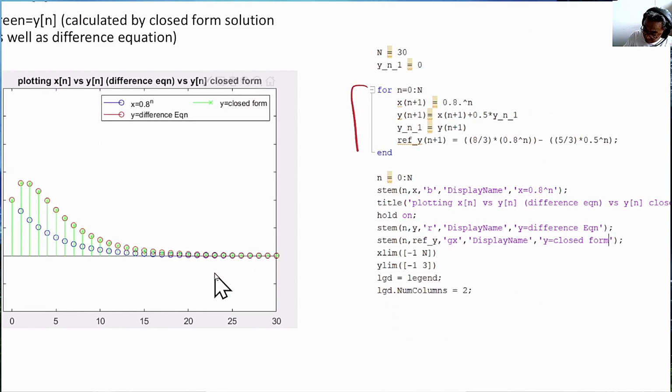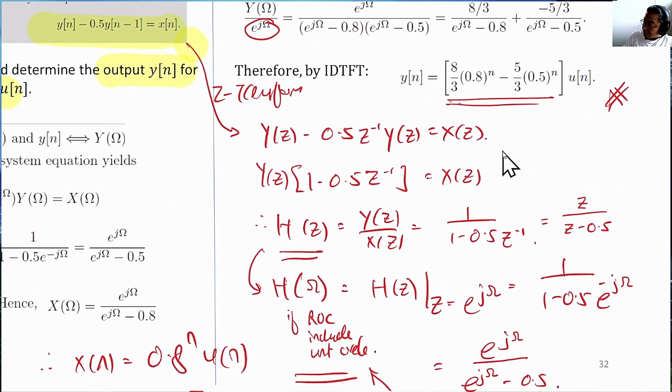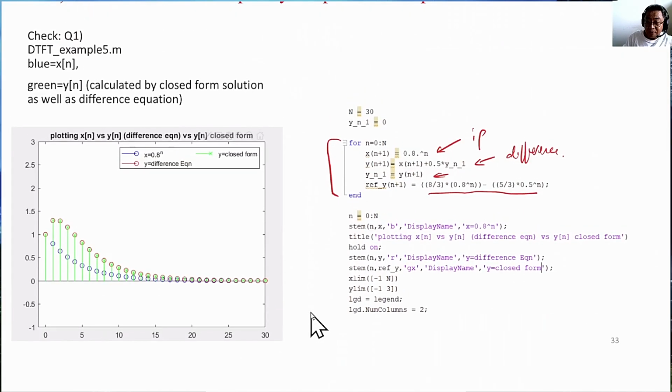So this is the input, this is the difference equation, this is holding the memory of y[n], and this is the closed form solution worked out by our previous method, which is here. You'll see that I work it out in two ways, using the difference equation as well as the closed form solution, and then I show that they are the same. That's all. Thank you.